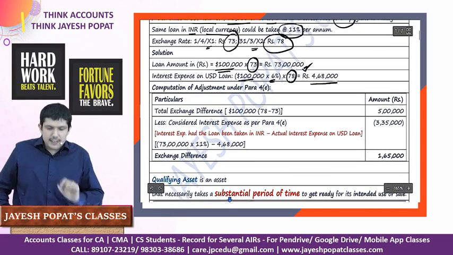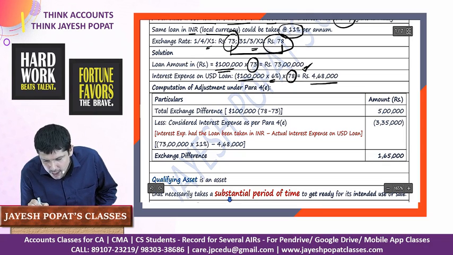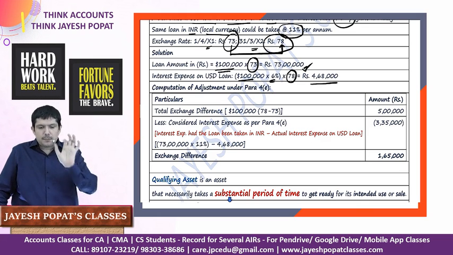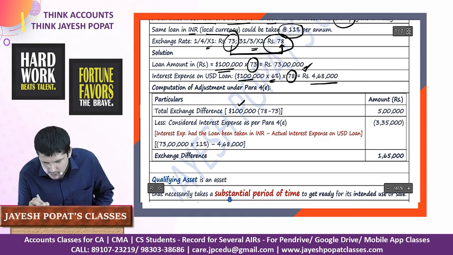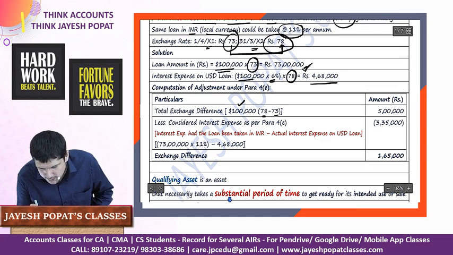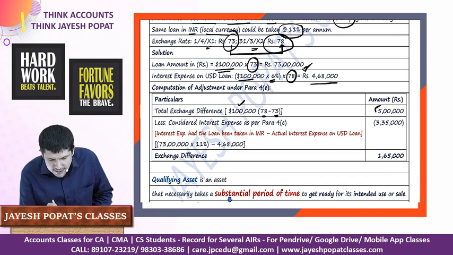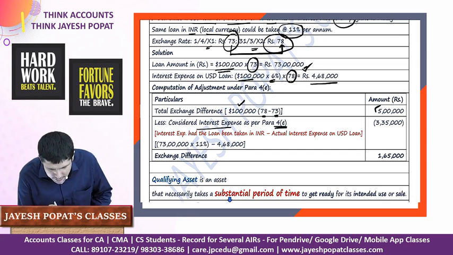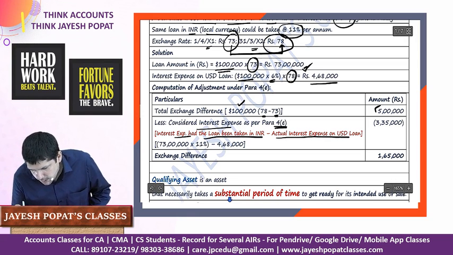Now, there is a difference in the exchange rate. I'll calculate foreign currency fluctuation. I had taken a loan and my liability was recorded at 73. Now at the year end, the exchange rate is 78. So there's a loss to the extent of 5 rupees per dollar, which is 78 minus 73. So total exchange difference is $1 lakh into the closing rate minus the rate at which I had taken the loan. The 5 lakh rupees is my exchange difference, less considered interest expense as per above para 4E, which is the interest expense had the loan been taken in INR minus actual interest expense on USD loan.